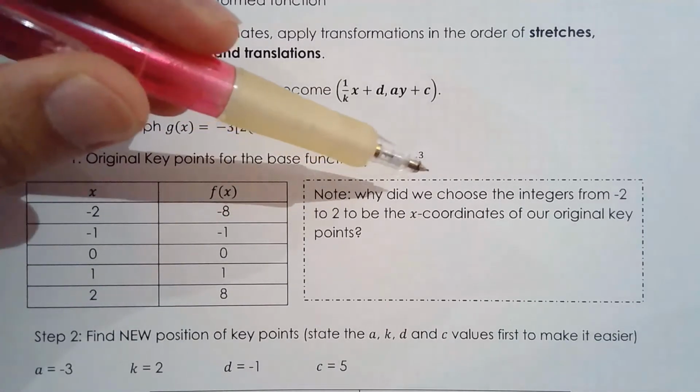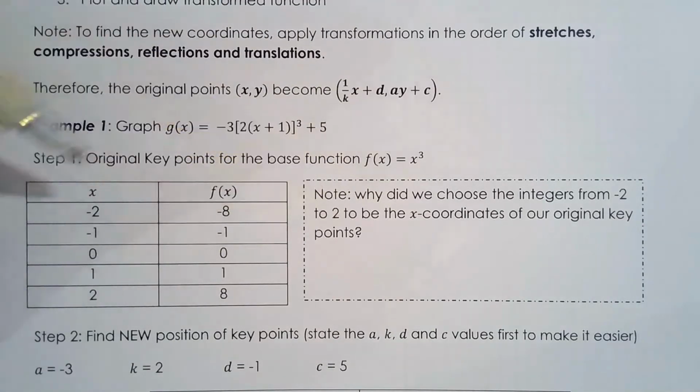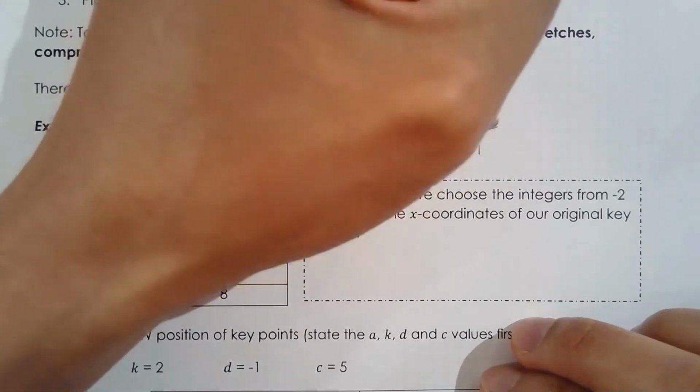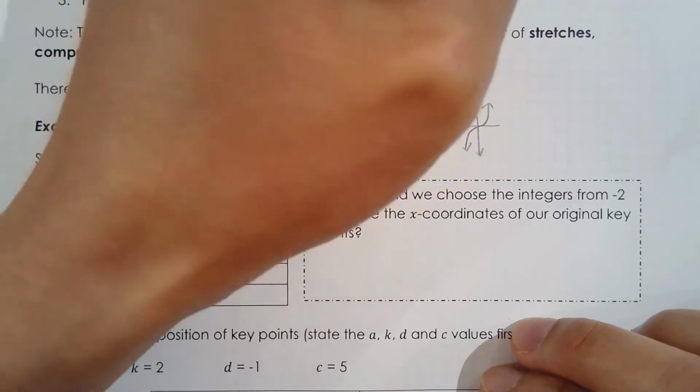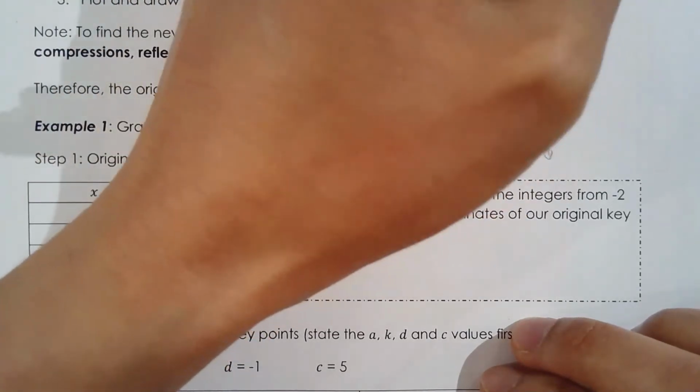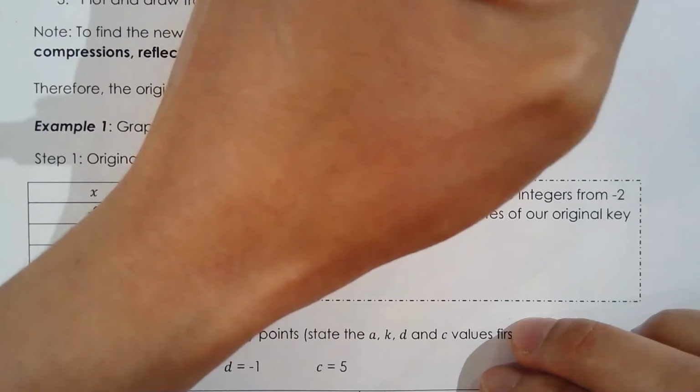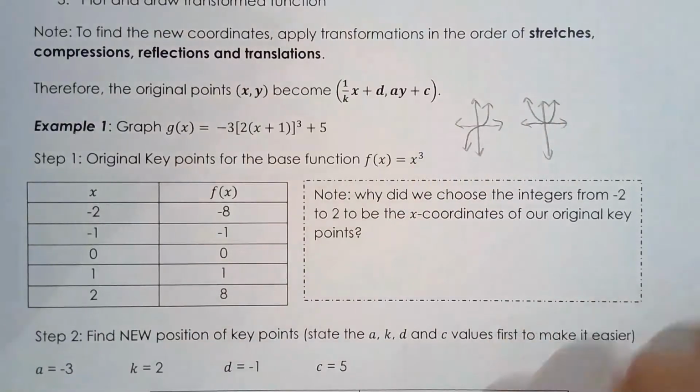Why did we choose the integers from -2 to 2 for our original points? Because you could have chosen, let's say, 5 to 10. You can choose the x values from 5 to 10, but that would be a pretty bad idea. You choose -2 to 2 because hopefully you remember how your power functions look. Your power functions basically look like this or this. There's a linear one, but we're going to ignore the line.